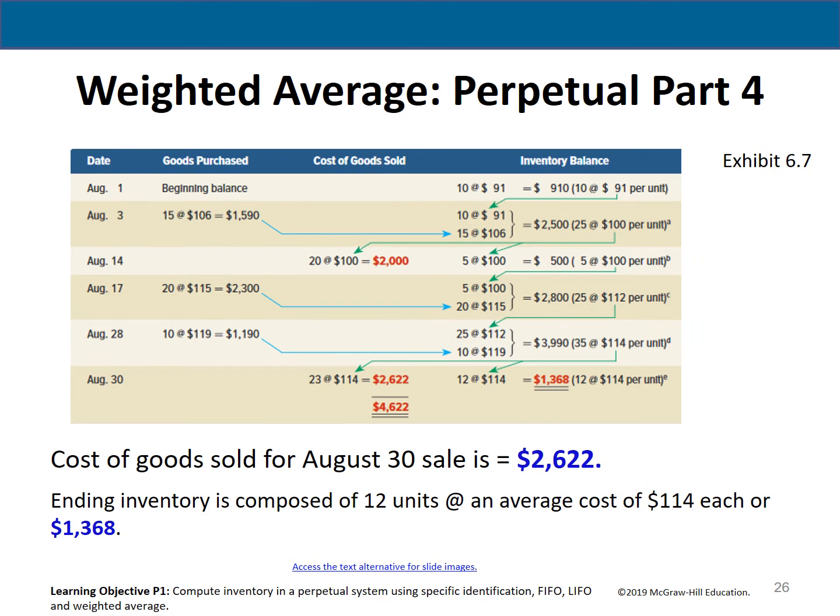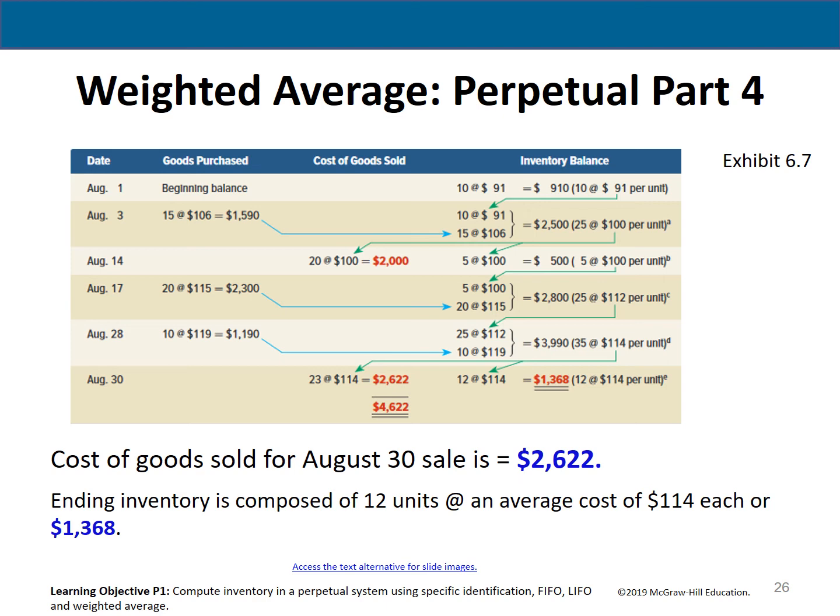So when we sell the bikes on August 30th, we know how much we charge our customer. Well, it was like $150. But how much do we remove the bikes at? The last average cost per bike that we figured out on August 28th, the $114. So we sold 23 bikes. 23 times $114 will give us a cost of goods sold under the weighted average cost method of $2,622.